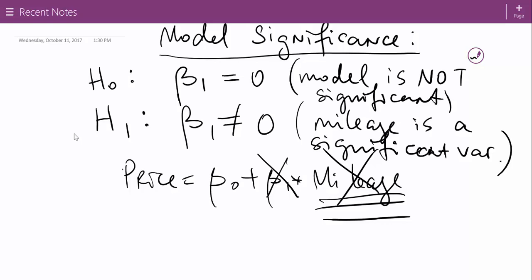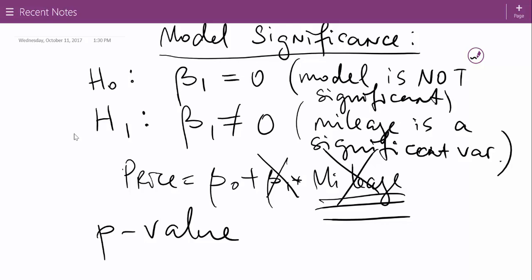P-value, exactly right. We use the p-value, right? And p-value, what do we do with it? Let's say we have a p-value, 0.0395. How do we say which one is true, null or alternative? How do we pick? We compare it against what?